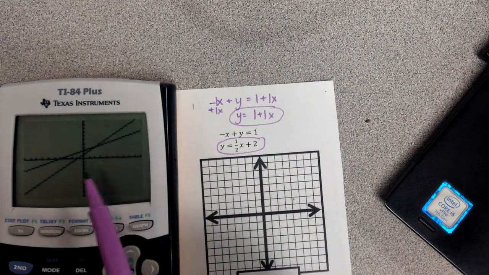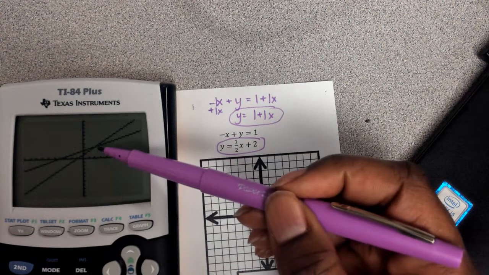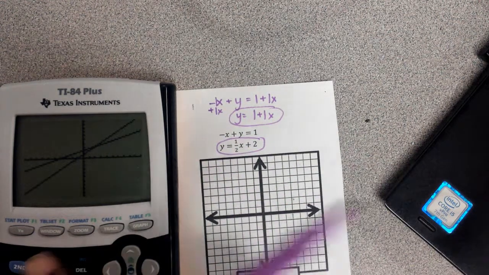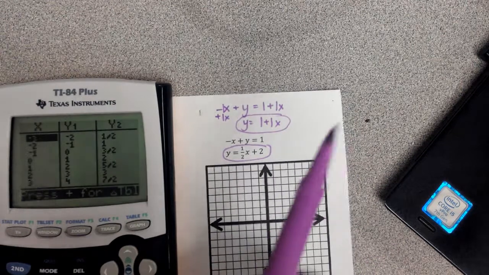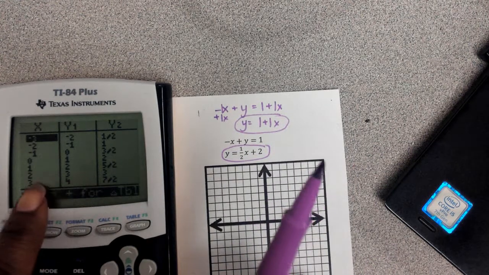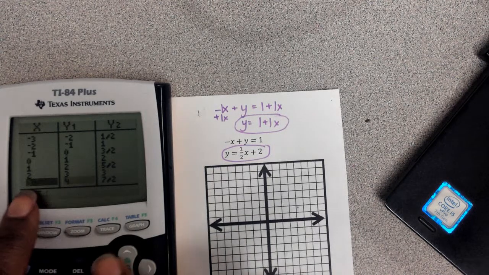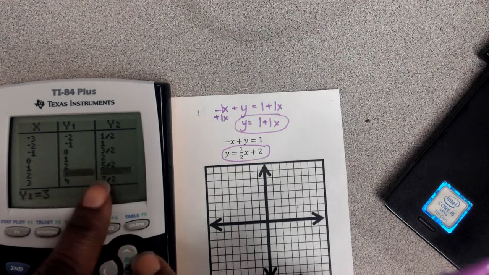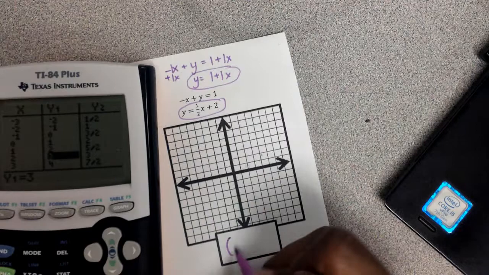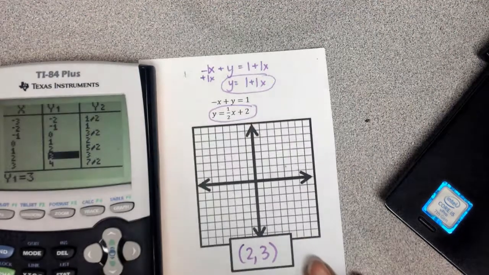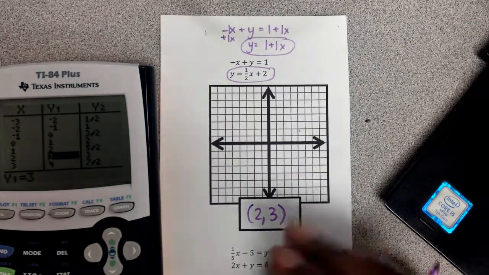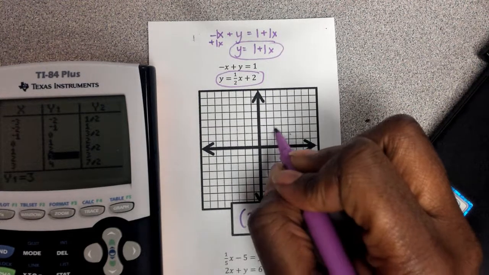Yes, they do cross. It looks like they cross maybe at 3, something. I don't know. So now I'm going to go to second graph and look at my table. I'm going to look at where I thought it was crossing. I thought it might have been a 3, but was it a 3? No, it's actually 2, 3. And then I know my solution is at 2, 3.